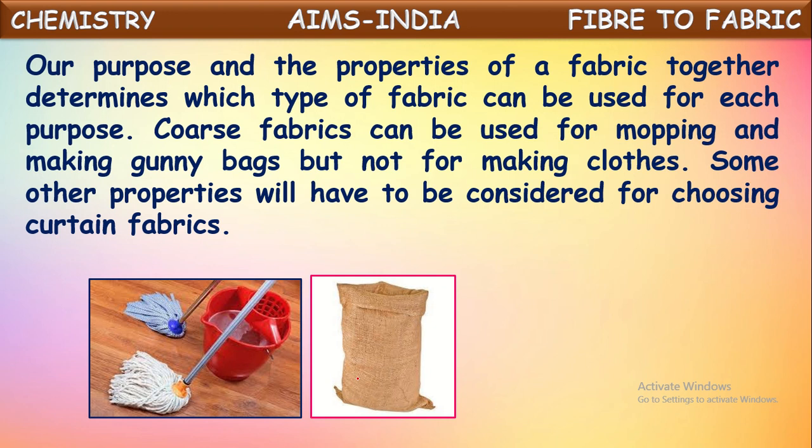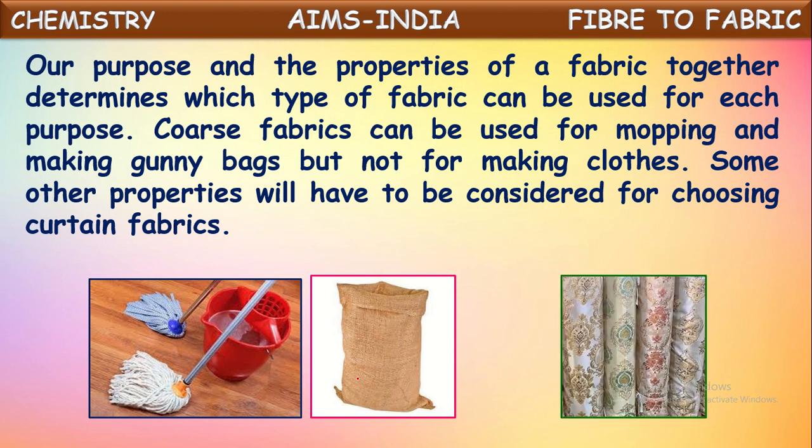And some other properties will have to be considered for choosing cotton fabric. This fabric cannot be used for making curtains. Some other properties have to be considered in choosing the fabric which is used for making curtains. So in this way, the purpose and the properties of fabric together determine the type of fabric which can be used for each purpose. Okay, next.